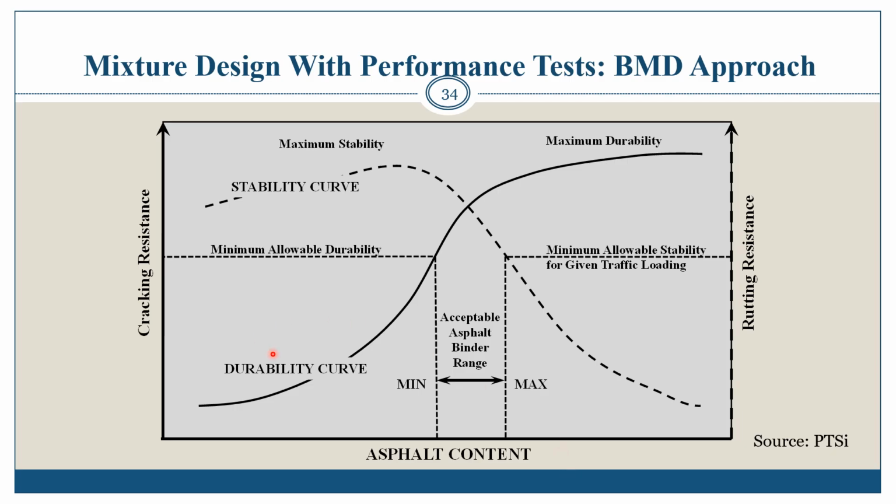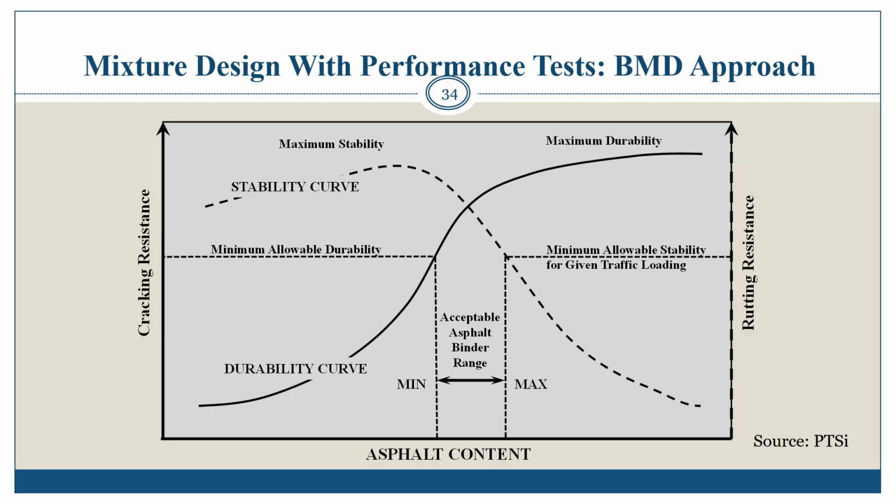And this is the same diagram we used earlier to talk about mixture design and the balancing act, but you can see we have to select the optimum acceptable binder range to give us the best stability and the best durability. Because if we have too much binder, then we could have stability issues, which could lead to rutting, permanent deformation. And if we don't have enough binder, then we could have durability issues, which could lead to early cracking or raveling or degradation of the mixture.